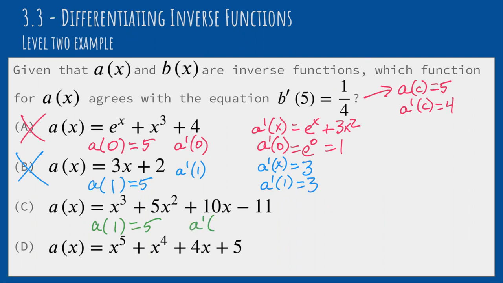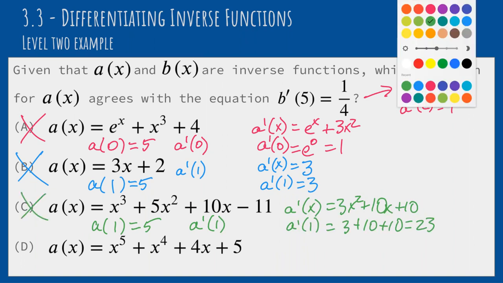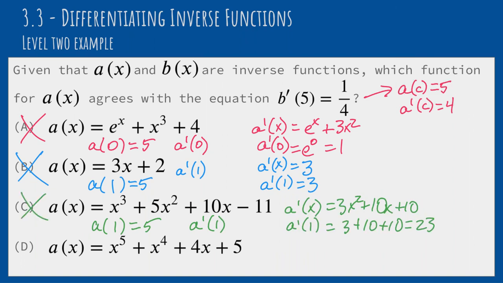So we want to know again, what is a prime of 1? a prime of x is 3x squared plus 10x plus 10. So a prime of 1 will be 3 times 1 plus 10 times 1 plus 10, which is 23. So it looks like the slope of the inverse function there is going to be 1/23, so that doesn't work. Hopefully D does, because we are running out of choices.